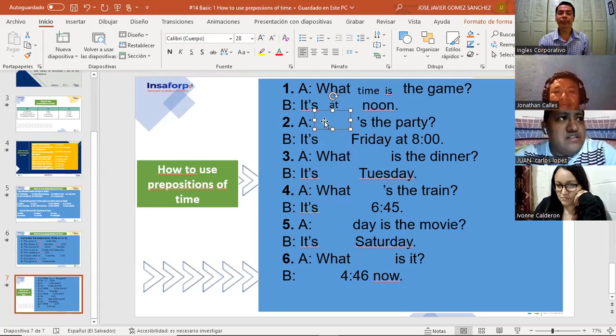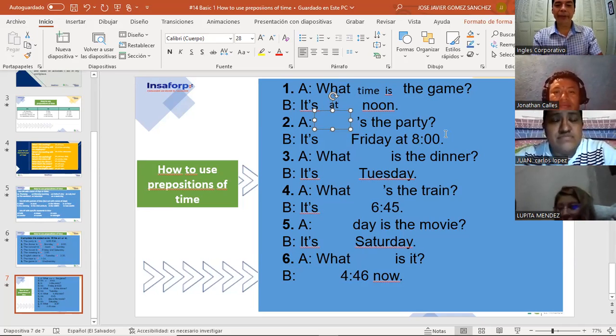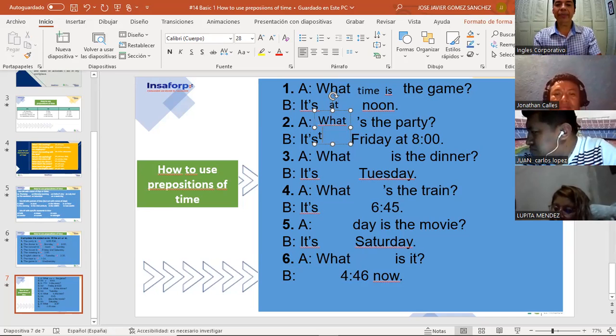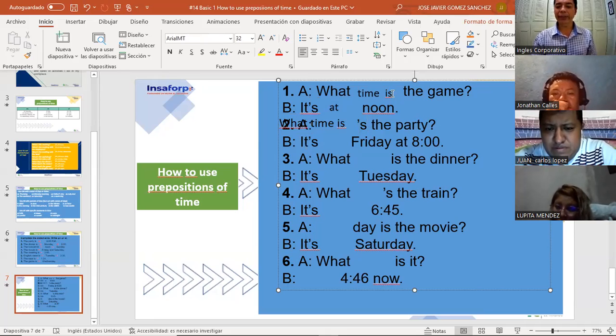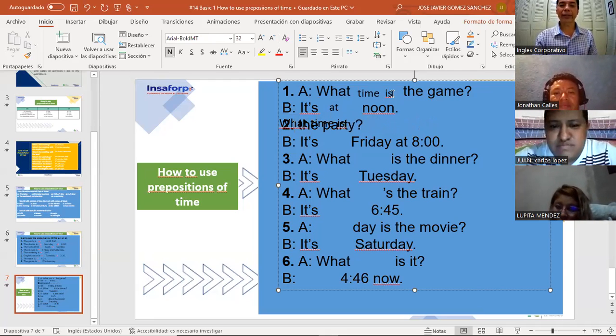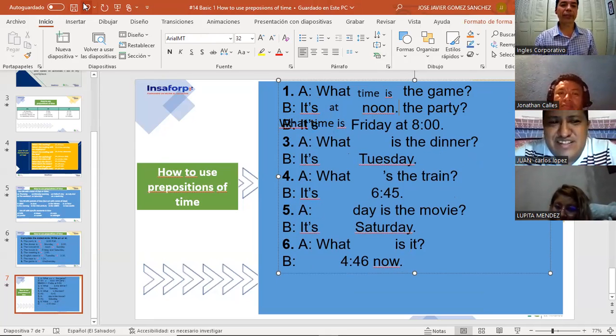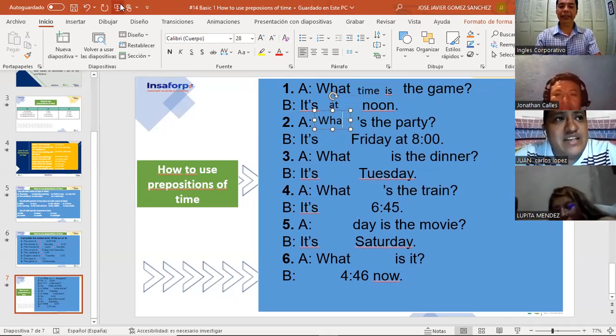Ok, number two, please. Volunteers, number two. What time is the party? Very good. What time is the party, right? Aquí vamos a hacer algo. Lo voy a alargar porque no me cabe. Aquí podemos eliminar esto y podemos decir what time is the party. Pero podemos también decir when, ¿sí? Esta es otra opción. When's the party, right?